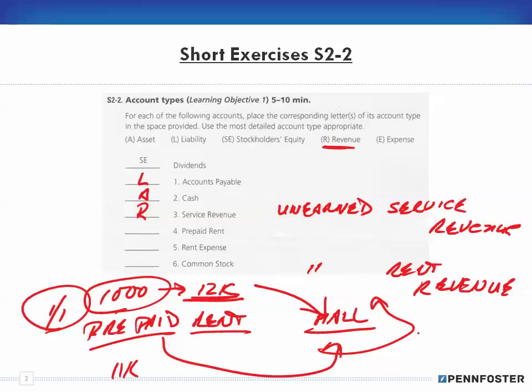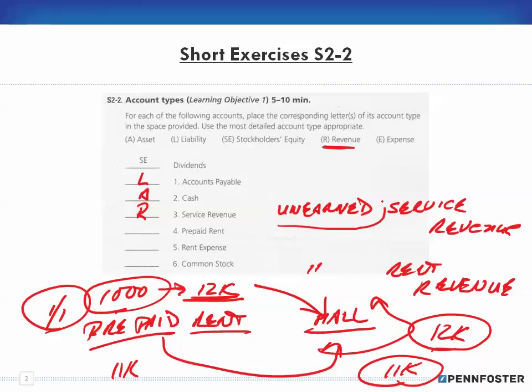From the mall's perspective, when they receive that check for $12,000, they still owe you. Okay, because if, let's say you sent the check on the 1st, and on the 2nd you close the business, well, you're going to get that $12,000 back. Or if you use it for 1 whole month, you're going to get back $11,000. So they owe you that money. So unearned rent revenue actually is a liability account because of the word unearned. They haven't earned it yet.